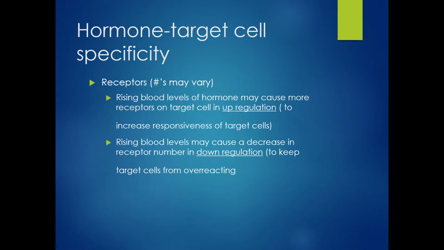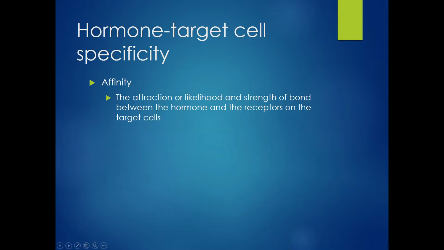Your book also talks about the difference between upregulation and downregulation. Upregulation is when the receptors on the target cell increase in number, so the hormone itself stimulates the production of receptors so that the cell may be more responsive to the presence of the hormone. Or we may have downregulation, which will cause the receptors to be removed from the cell membrane so that the target cells will not overreact to the presence of the hormone. We also have affinity, not going to worry about that.